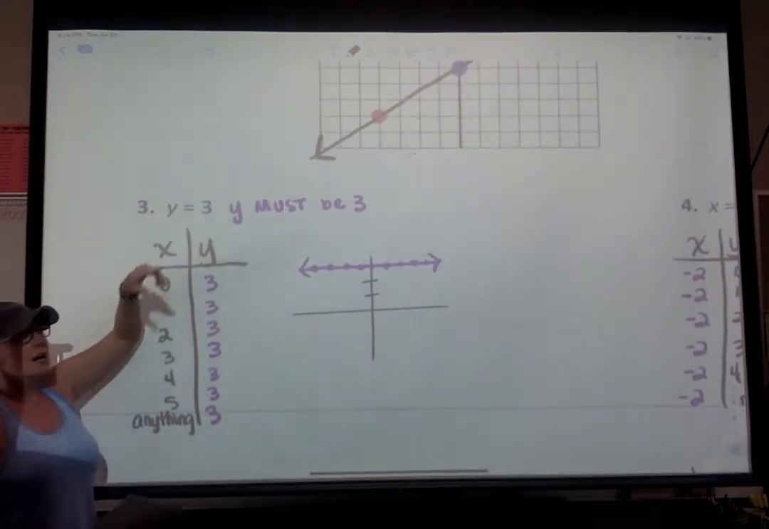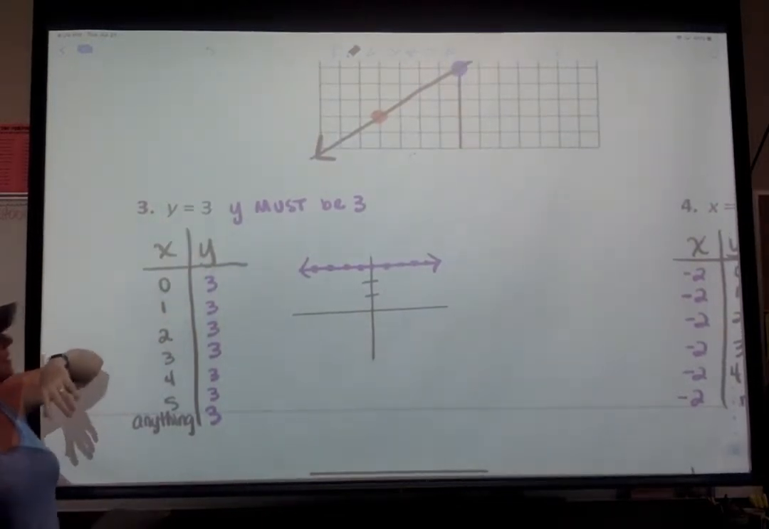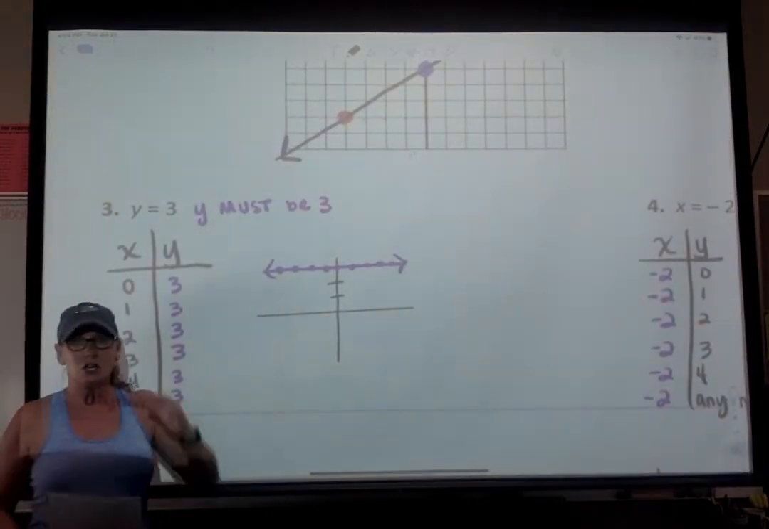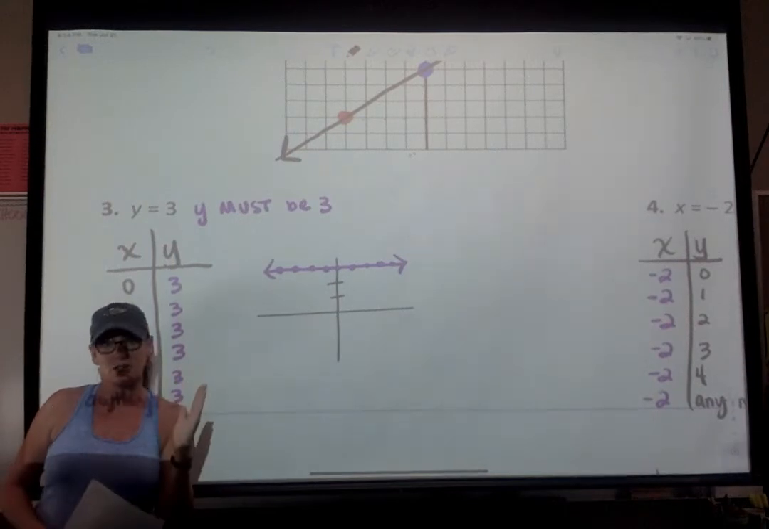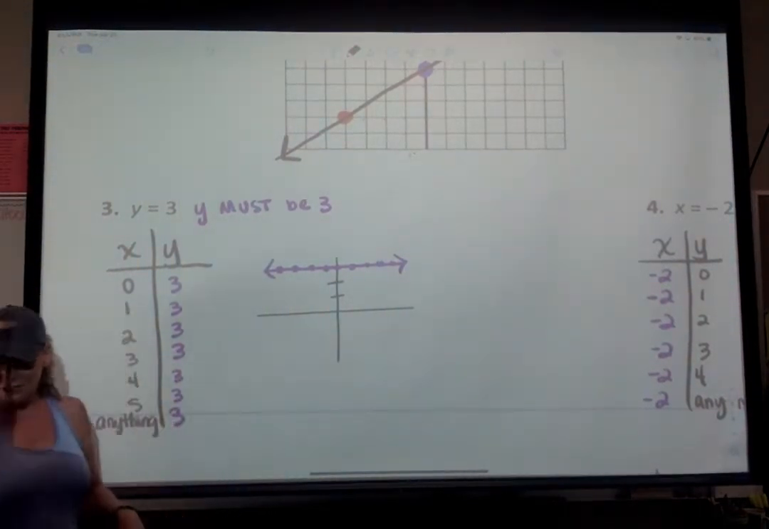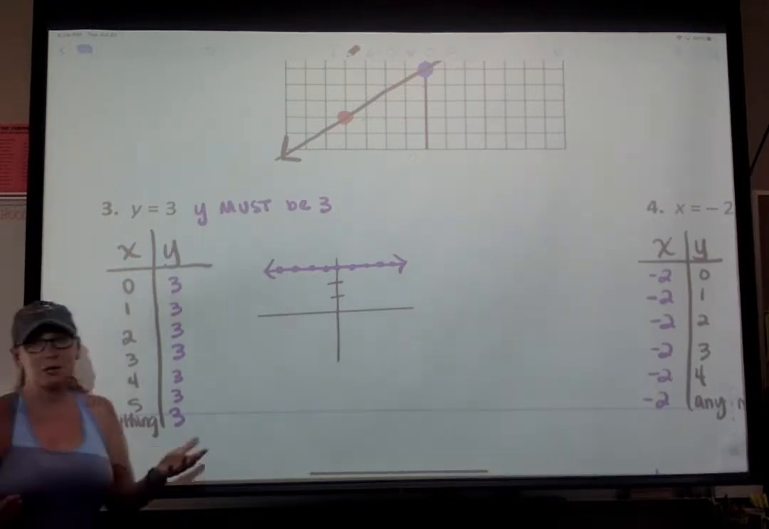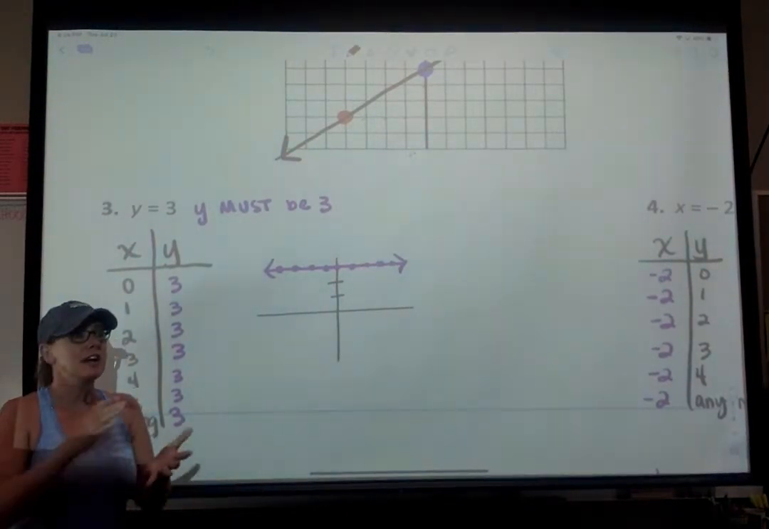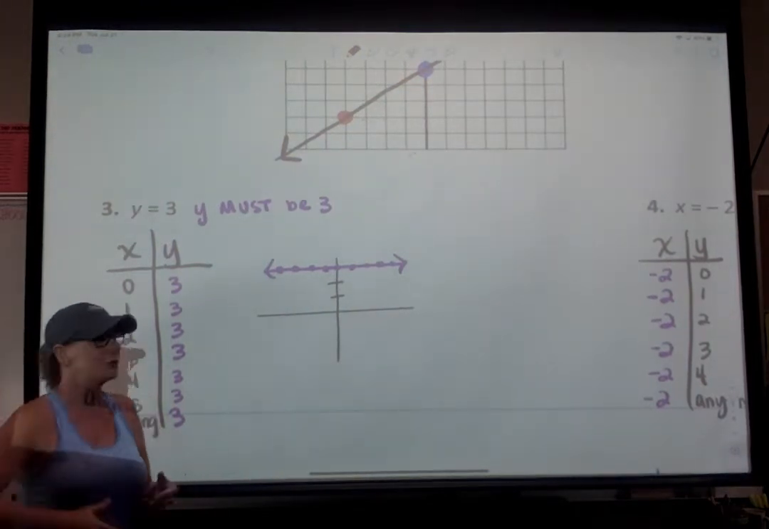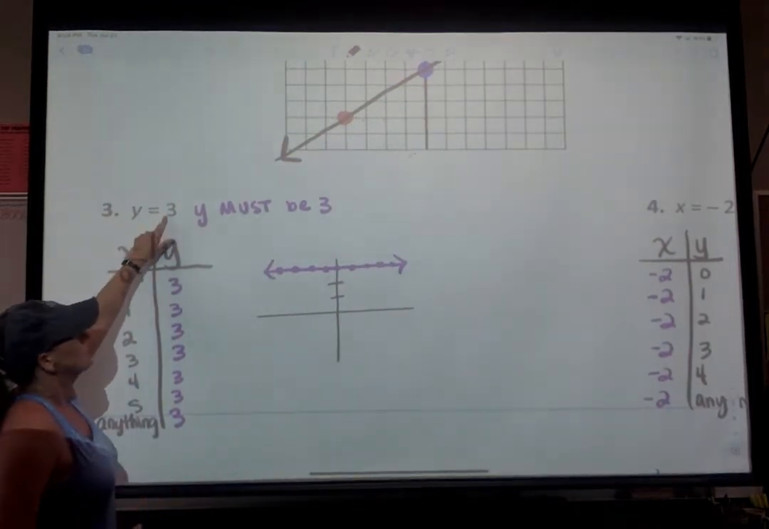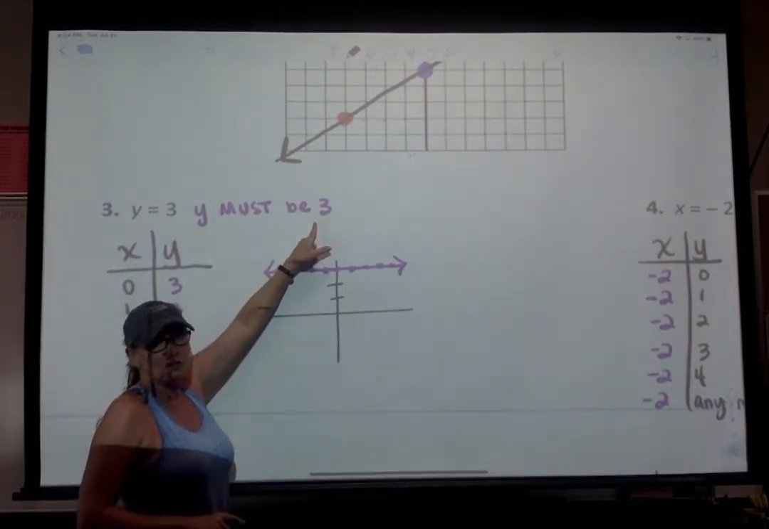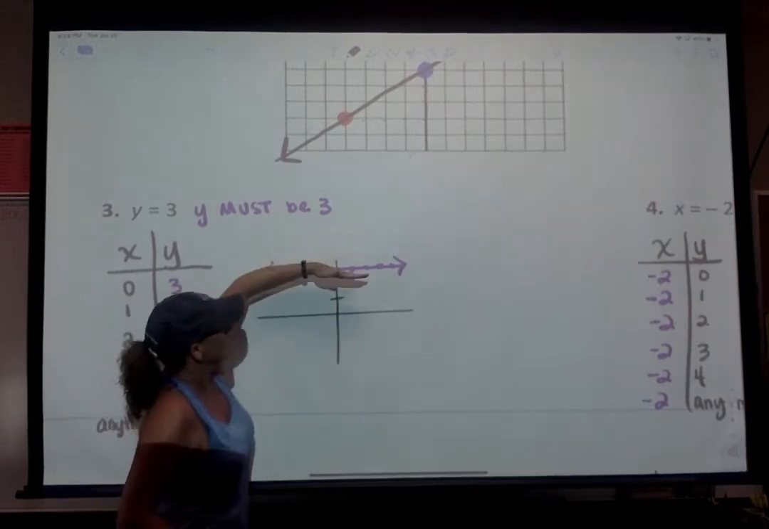For this one, honestly, I have not memorized the equation of a horizontal line and the equation of a vertical line. I think it through every single time, because I'm terrible at memorizing. I am just terrible. If I understand something, I don't have to memorize it. I can think it through. So when I see y equals 3, I'm thinking y has to be 3. What does it look like when y is always 3? It looks like this.